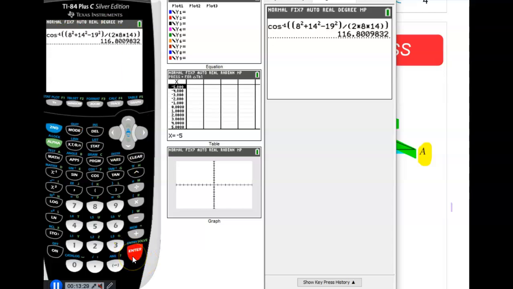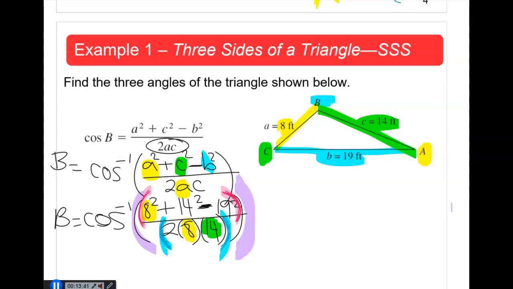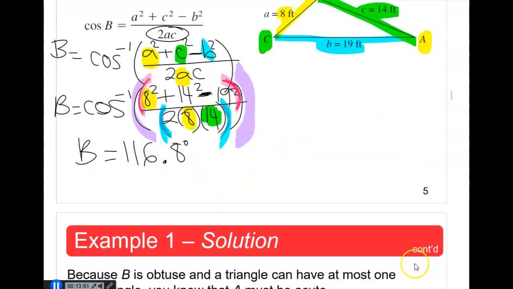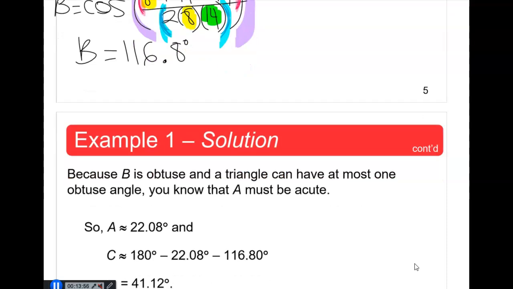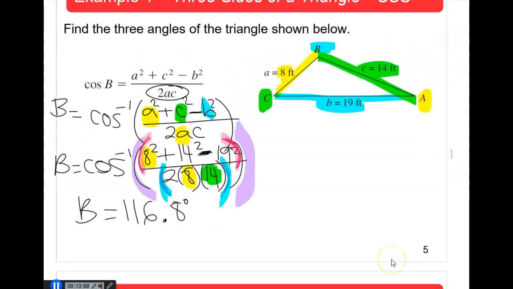So I changed to degrees. Let's round it to 1 decimal, or to the nearest tenth, which is 1 digit after the decimal point. So it's going to be 116.8. So that means that angle B is 116.8 degrees. Okay, now let's go ahead and find angle A.